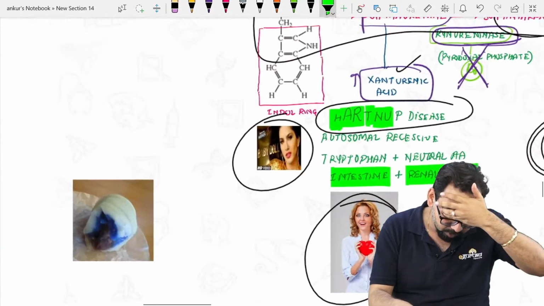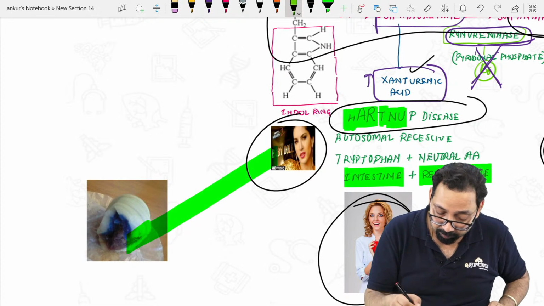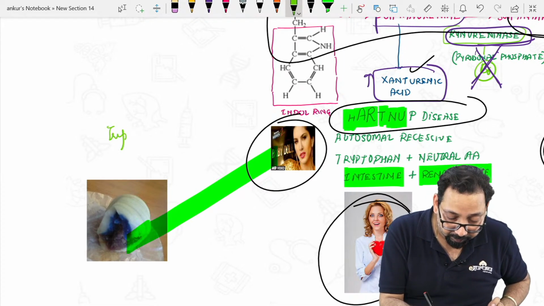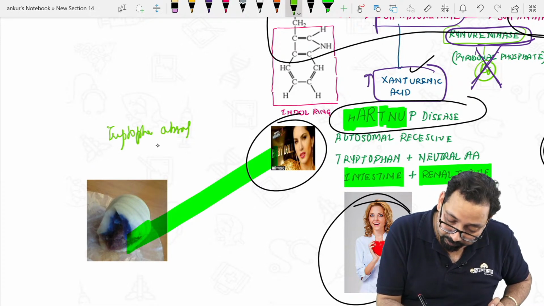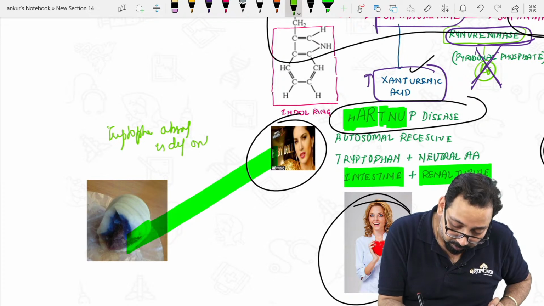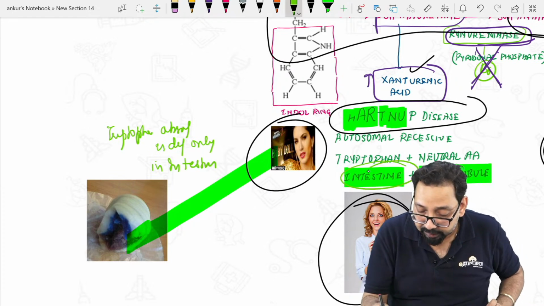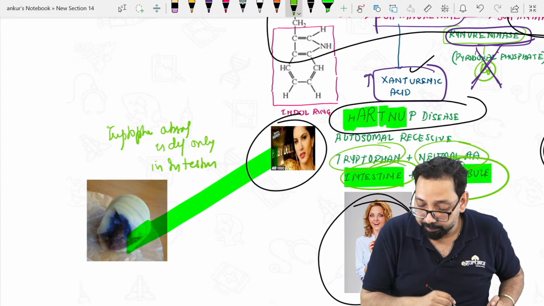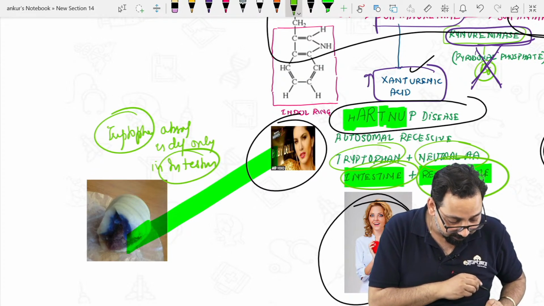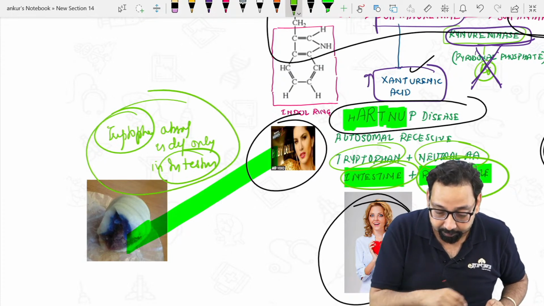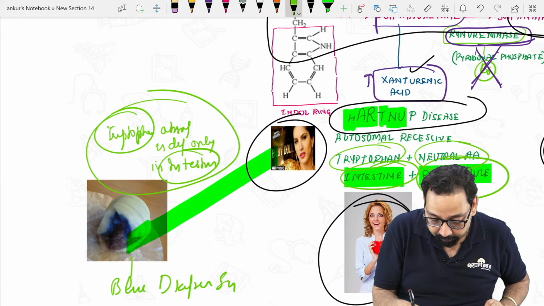One more thing, blue diaper syndrome. If tryptophan absorption is defective only in the intestine. In Hartnup it was intestine and renal tubule, tryptophan and neutral amino acids. Here it is only tryptophan and intestine. Absorption is defective, then blue diaper syndrome.